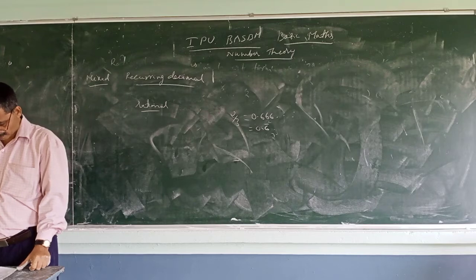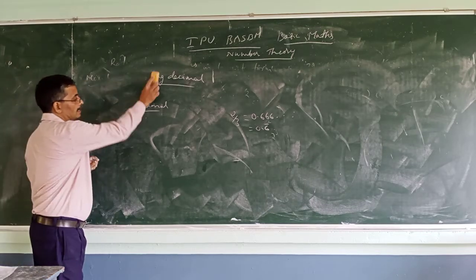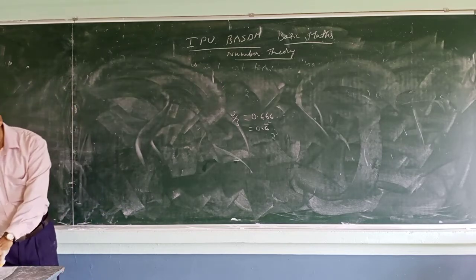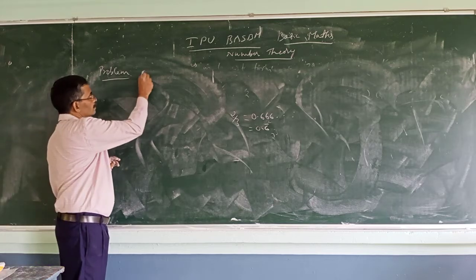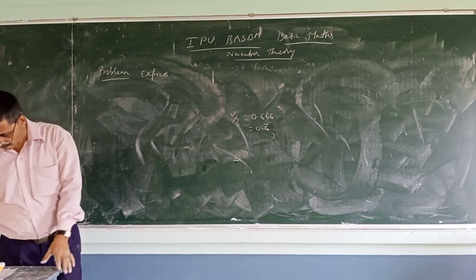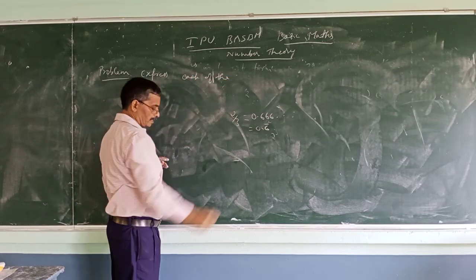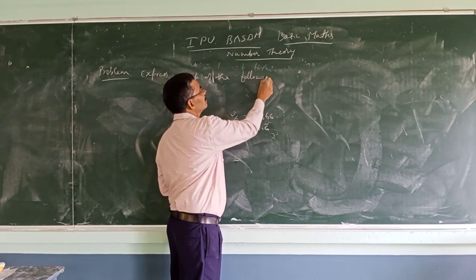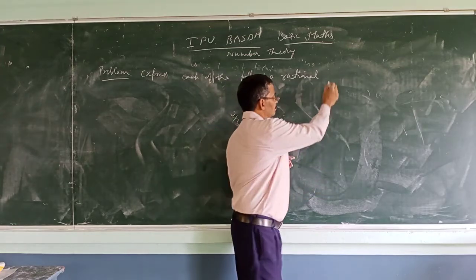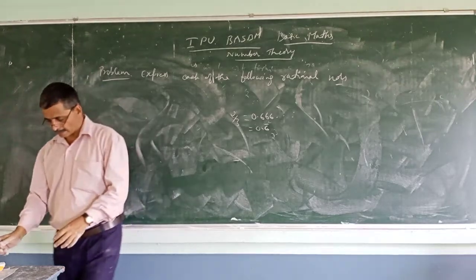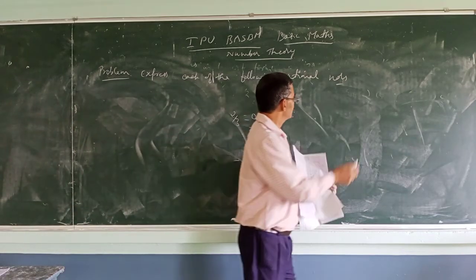Next one, some simple example problems. First problem: express each of the following rational numbers as decimals.